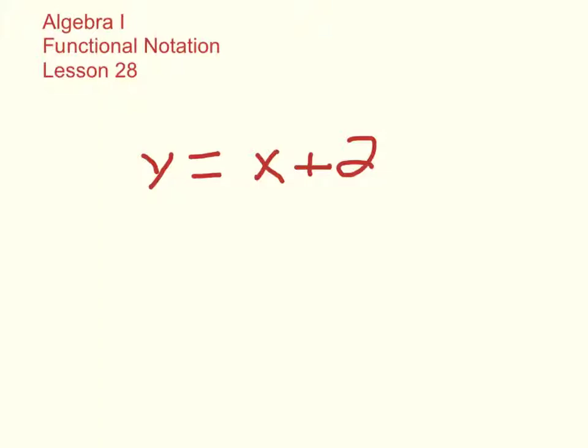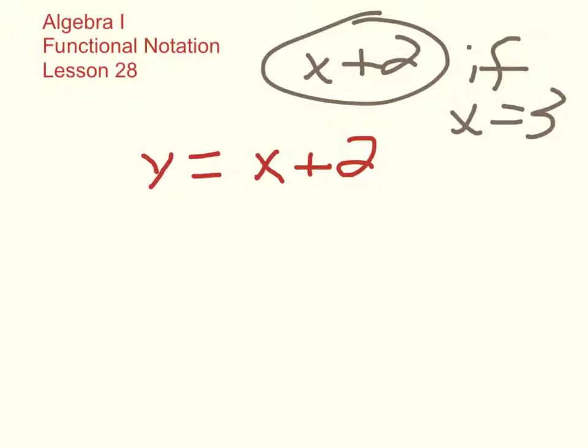So we've had expressions like x plus 2, and then we had to evaluate those if, for example, we knew that x is equal to 3, what would this expression give us? Well, we substitute 3 in for x, and 3 plus 2 is 5. So that would give us a value of 5 when we evaluate it.